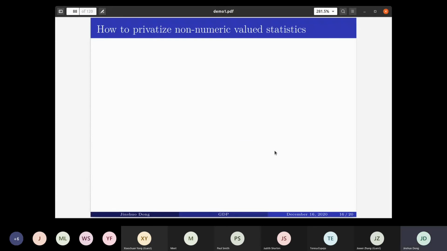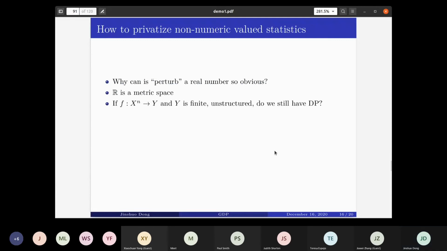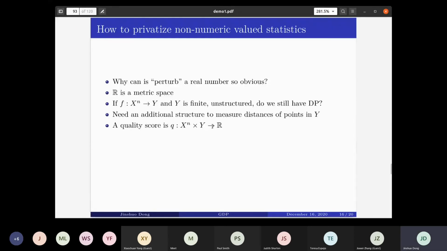Let me just tell you that there is a way to privatize non-numerical valued statistics. So, sorry, there are a lot of typos here. So why can we perturb a real number so easily? It's because real number is a metric space. So if I compute from the data set to a discrete, unstructured set, how do we perturb it and have dp? So we need an additional structure to measure distance of the choice in Y, which is a quality score.